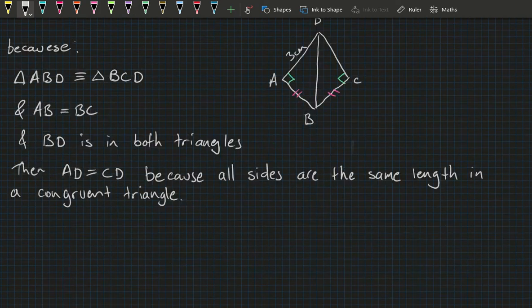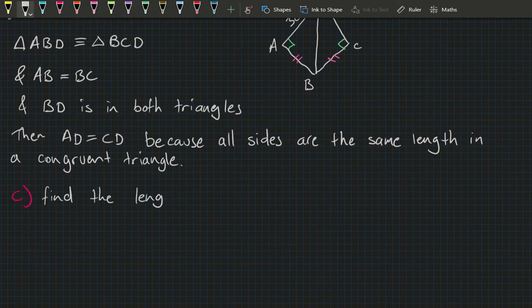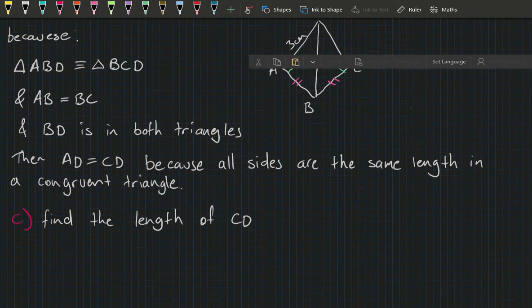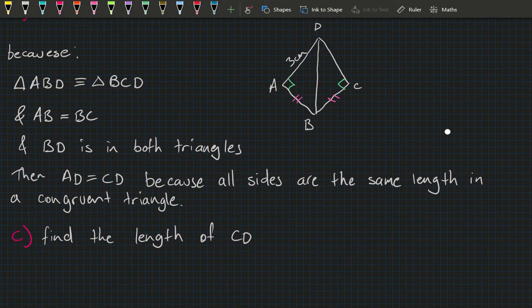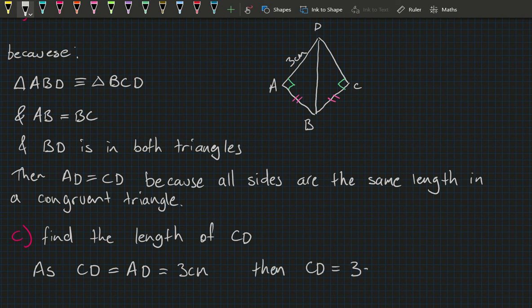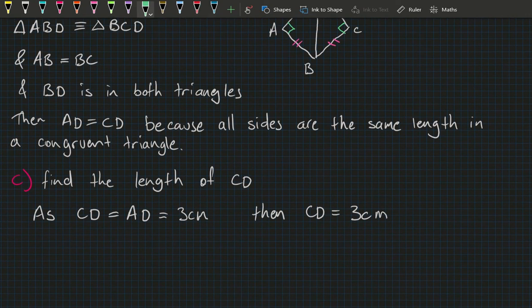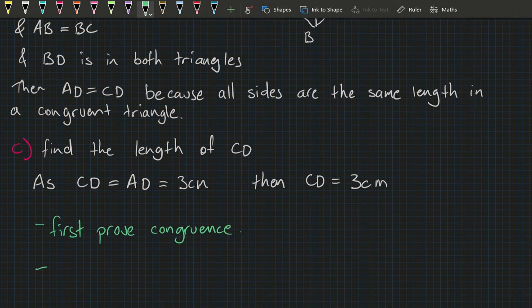So let's move on to part C, where we're asked to find the length of CD. And let me scroll back down so we can see that diagram. Now from part B, we know that CD is equal to AD, and from the diagram, we know that AD is equal to 3 centimeters. So therefore, CD has to be equal to 3 centimeters. And that's it. So while part B and C were not too challenging, it's an example of what you can do if you first prove congruence. From that, you can extrapolate other properties of the triangles or shapes.